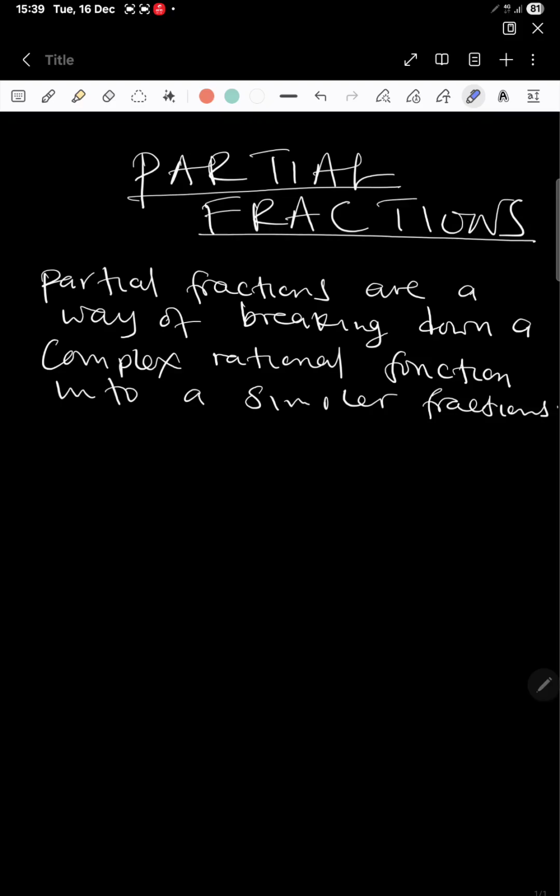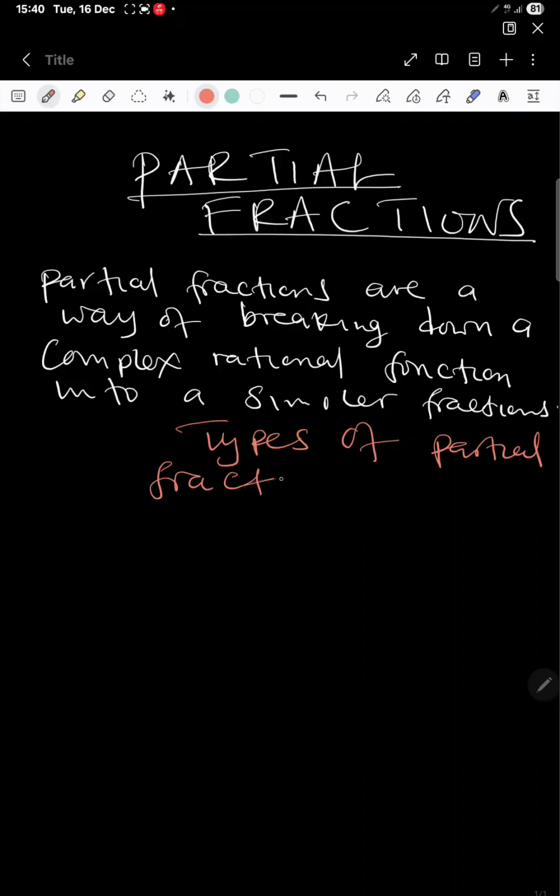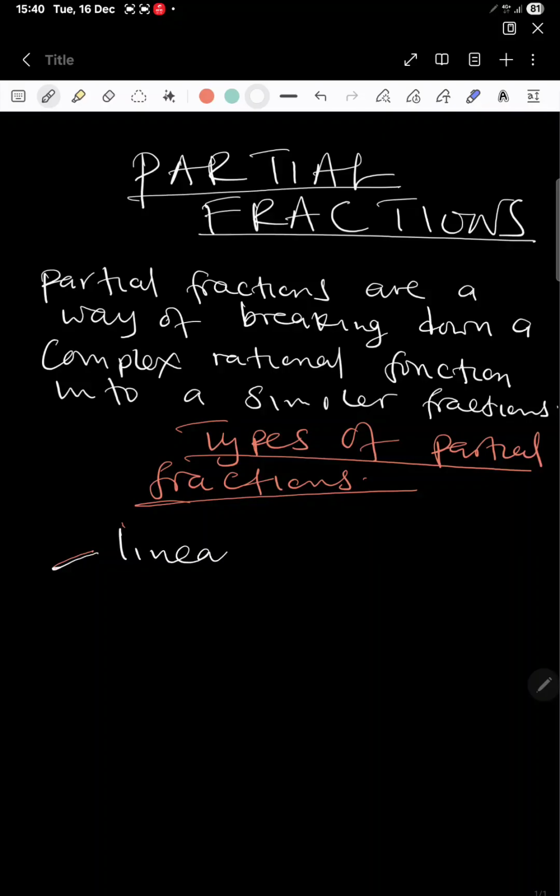All right, now we have what we call types of partial fractions. Here we have about 5 types of partial fractions, and these are: number one, we have linear factor.